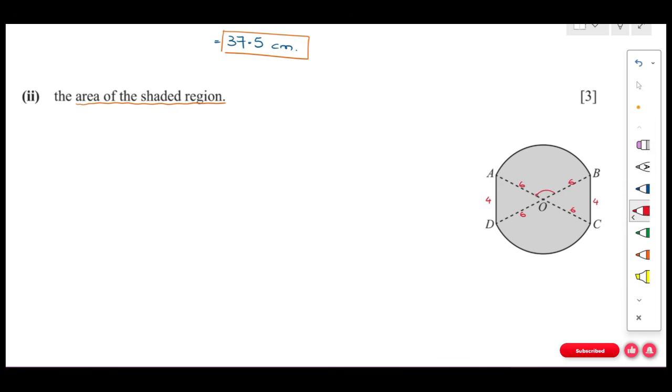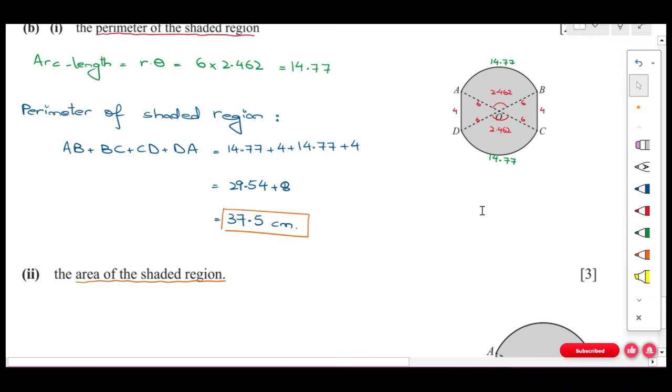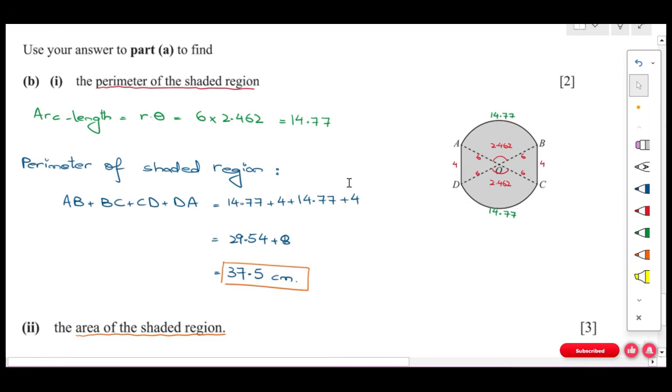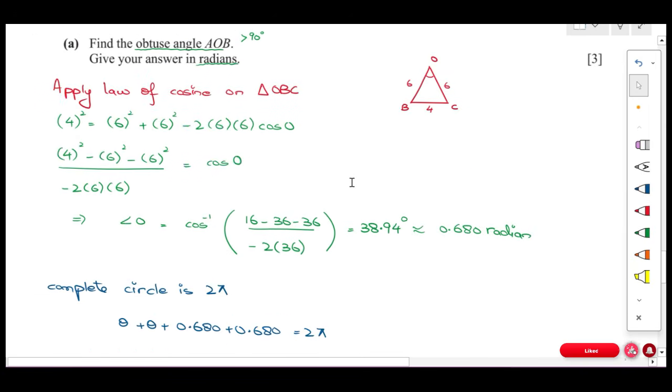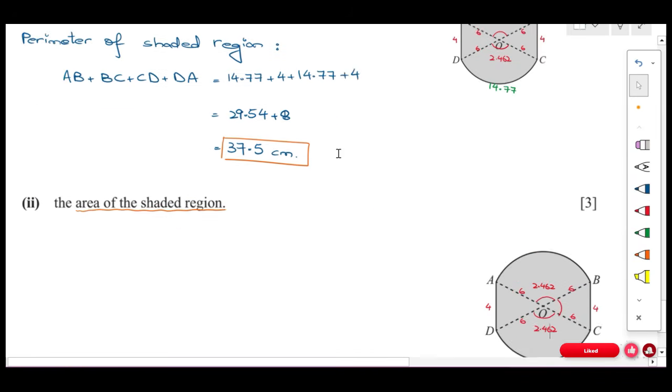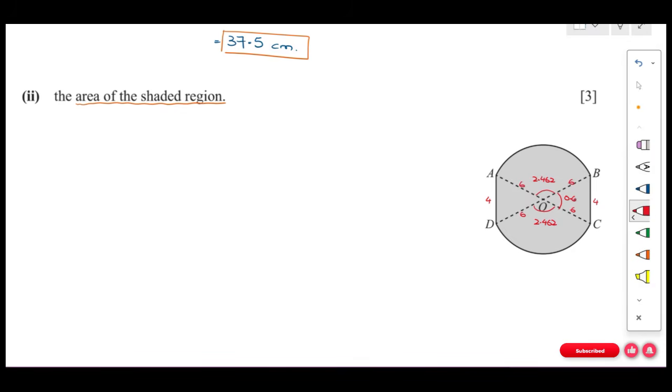So what is this angle? We have done with these angles as well. Okay, so this is 2.462. This is also 2.462, and we have done with this angle as well, BOC, the angle O, while applying the law of cosine, 0.68. This is also 0.68. Okay, so now we have everything.